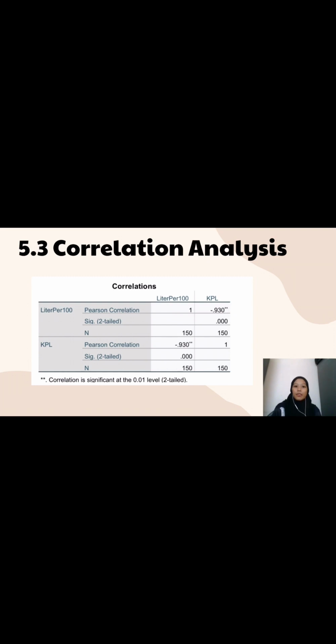Correlation analysis, also known as bivariate analysis, is primarily concerned with finding out whether a relationship exists between variables and then determining the magnitude and direction of that relationship. The correlation coefficient between liter per hundred and KPL shows a strong negative significance, which is negative 0.930.